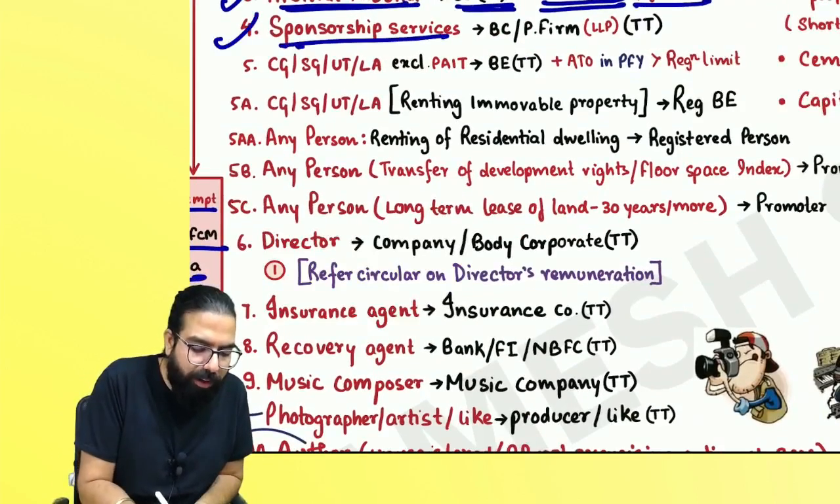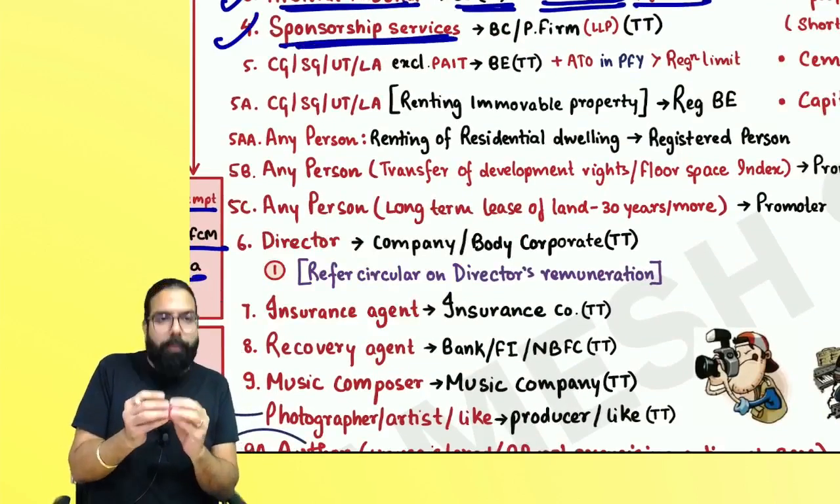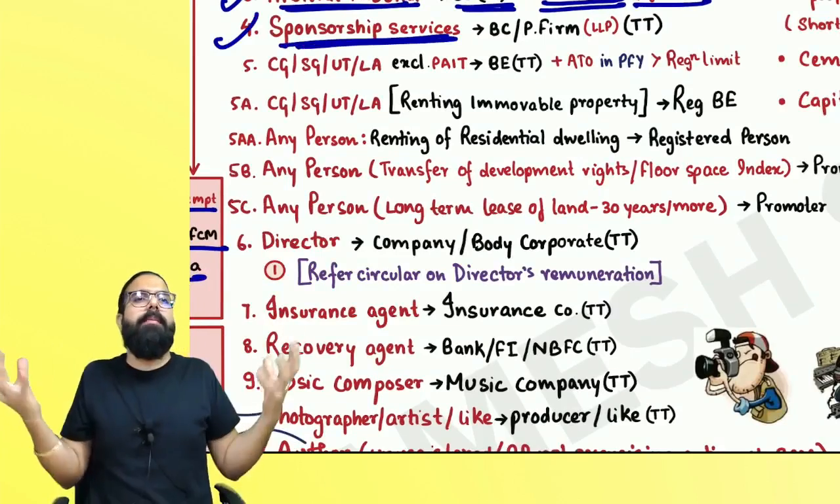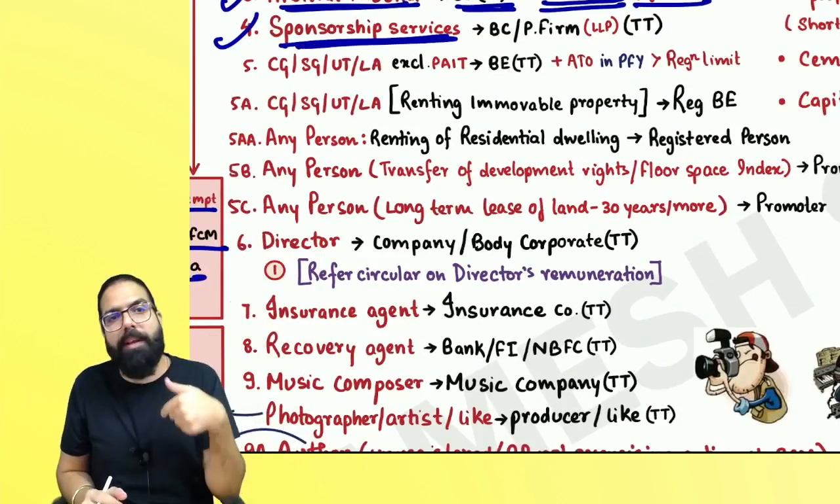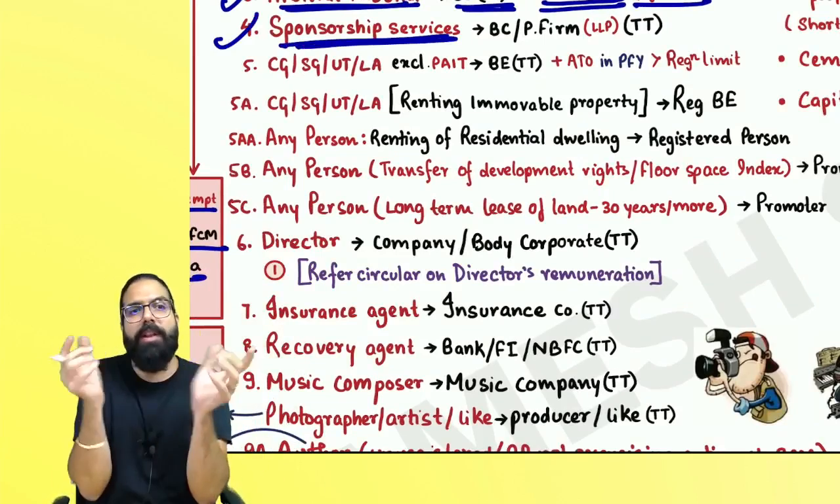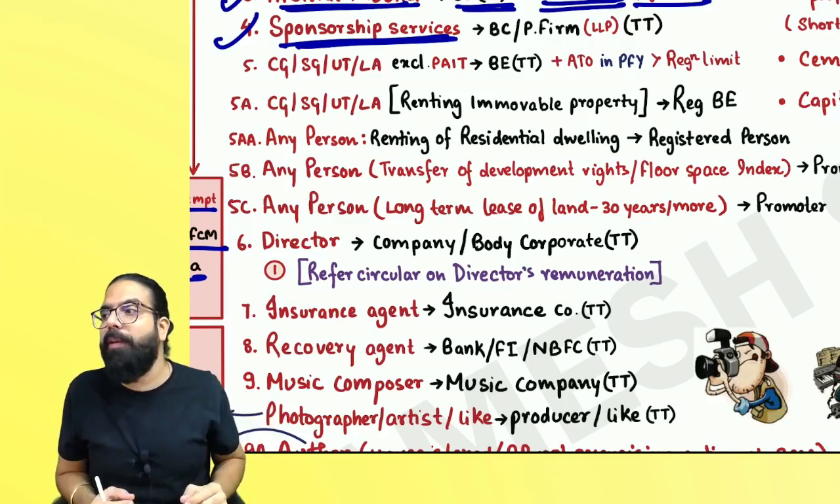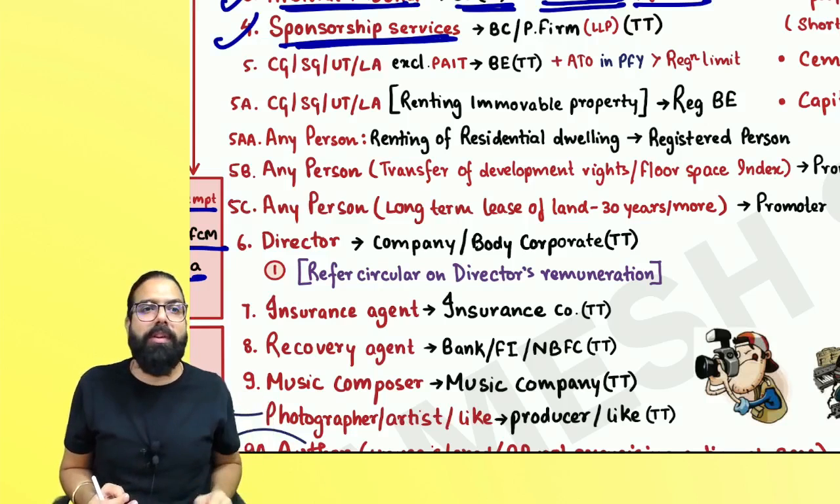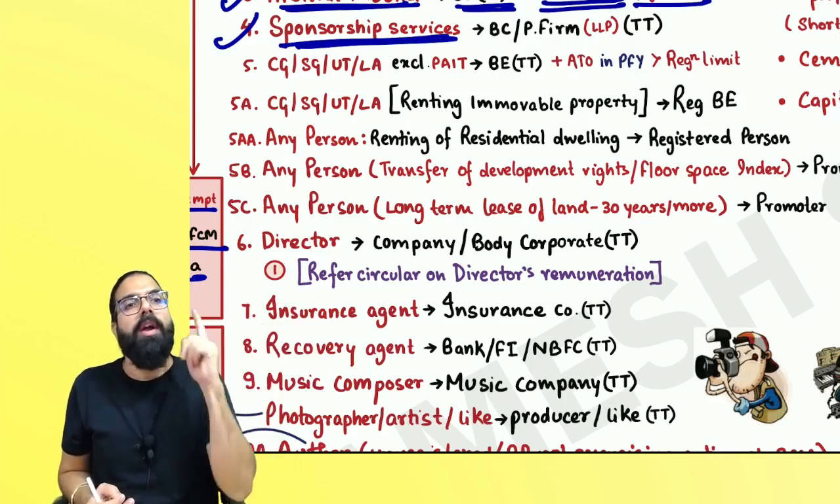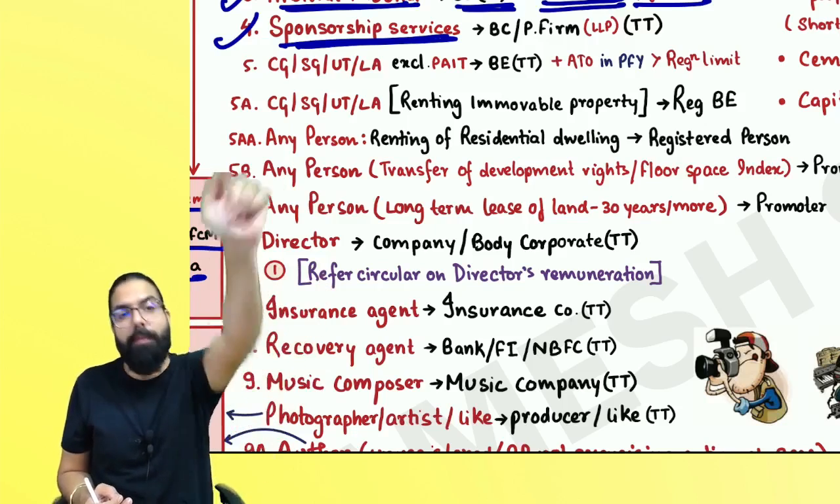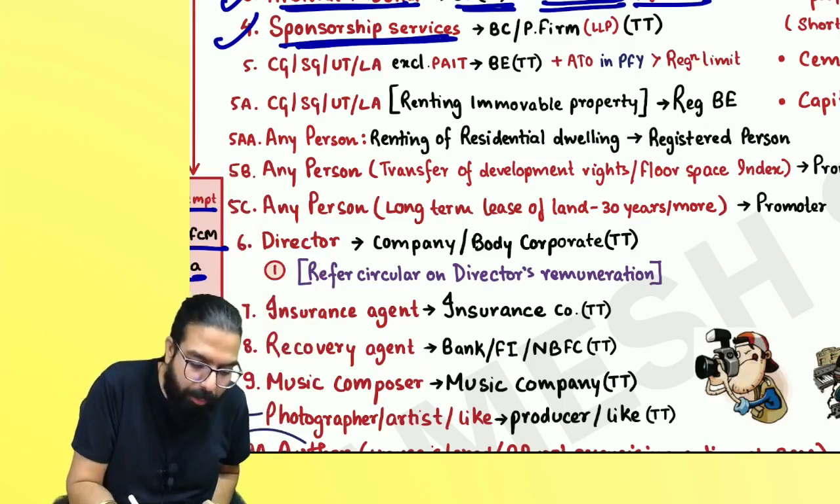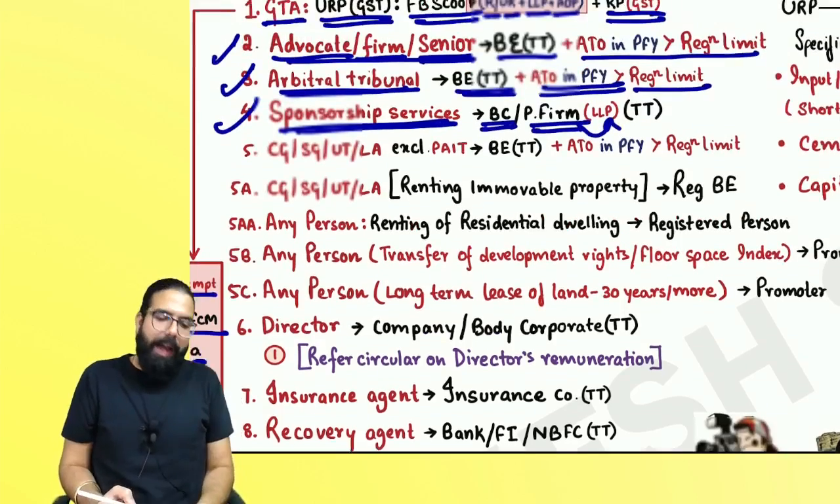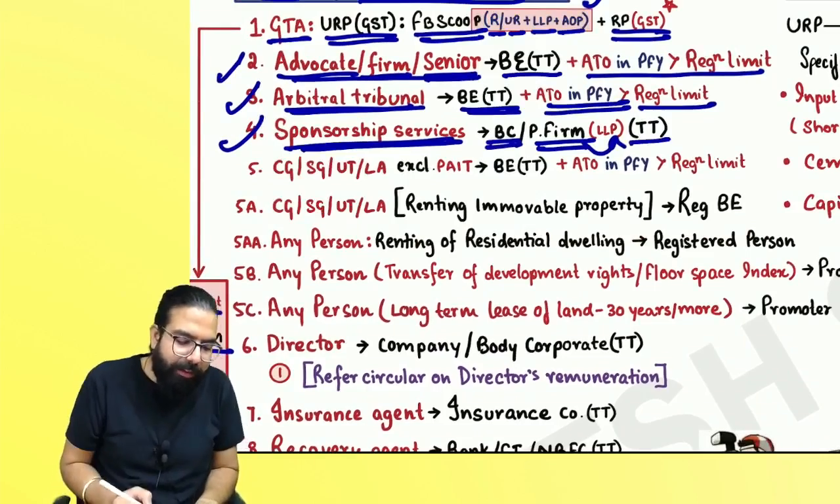The next one is sponsorship services, meaning giving sponsorship service to anyone. For example, I'm an event organizer. I went ahead and told you, give me this much amount, and I will associate your brand with the event. Then I'm giving sponsorship services. You are giving me the sponsorship amount. I am the supplier of service. You, being the recipient, have to pay the GST under RCM if you are a body corporate or a partnership firm. Remember, partnership firm includes LLP, which is in the taxable territory.